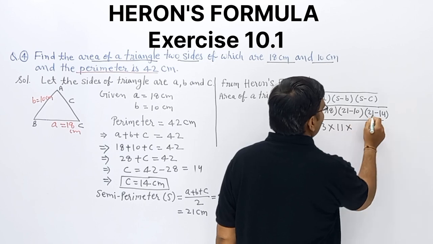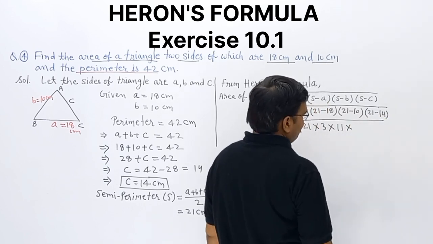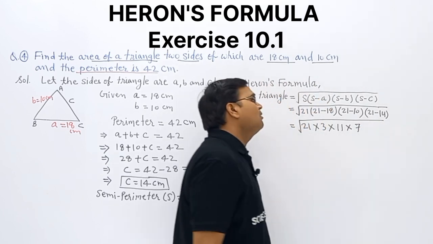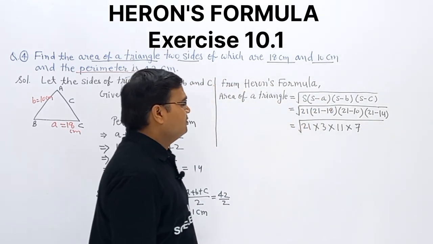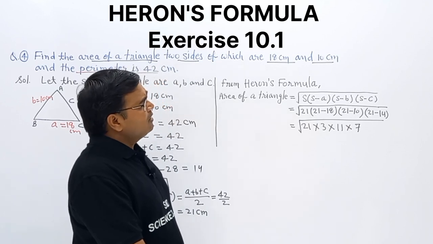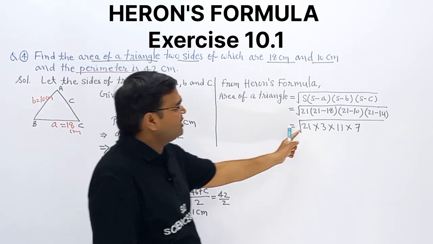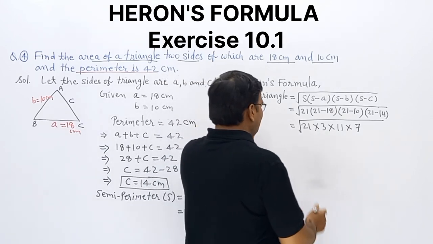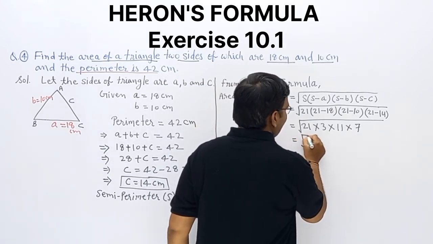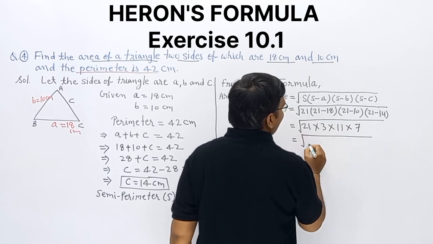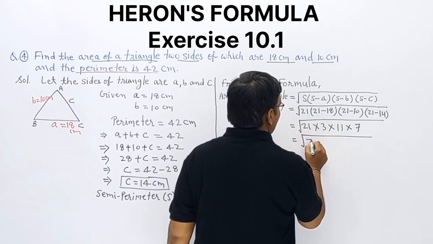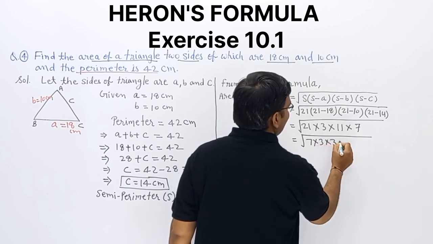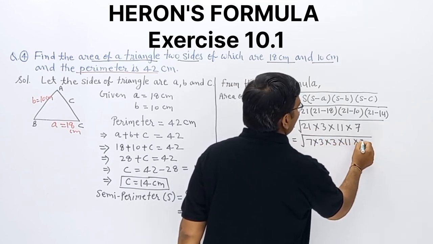And what is the remaining? 7 is remaining, since 7 plus 14 is 21. Now solve. We can multiply all the numbers and then find the square root, but we use some logic here. This 21 can be written as 7 into 3. So it is 21 into 3 into 11 into 7.